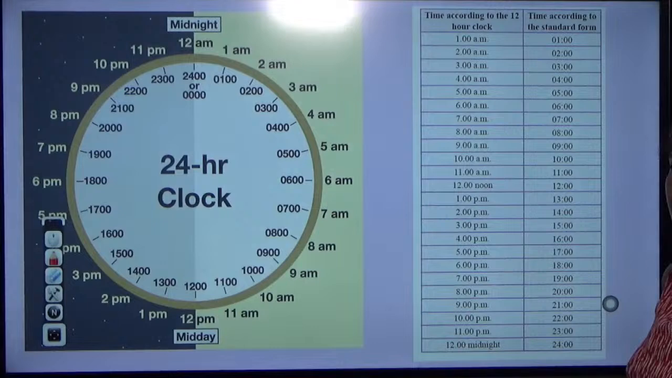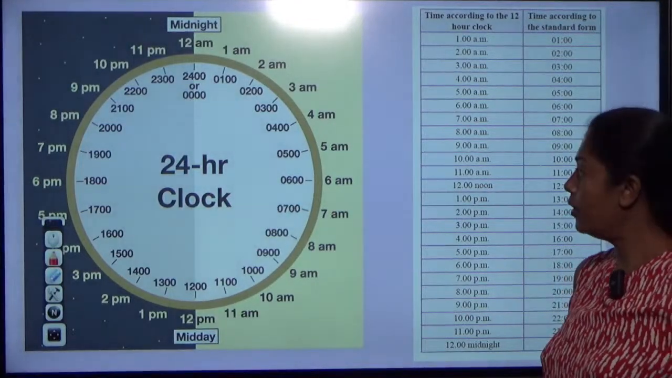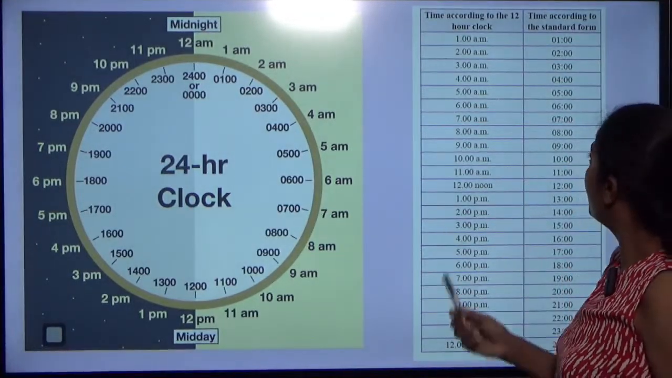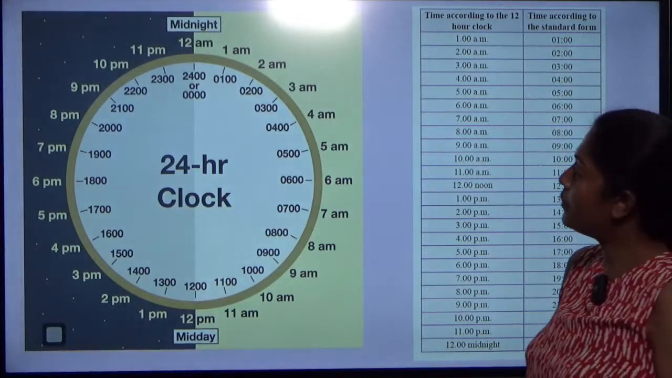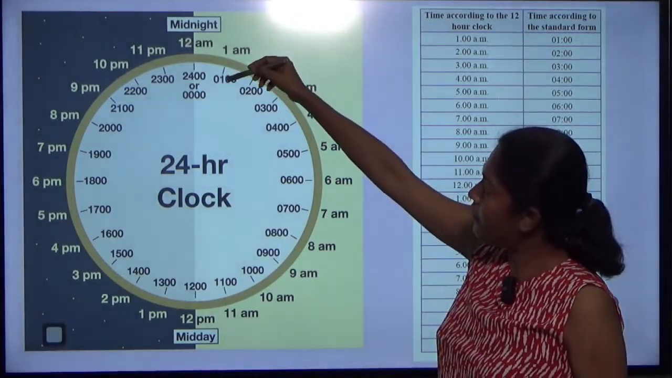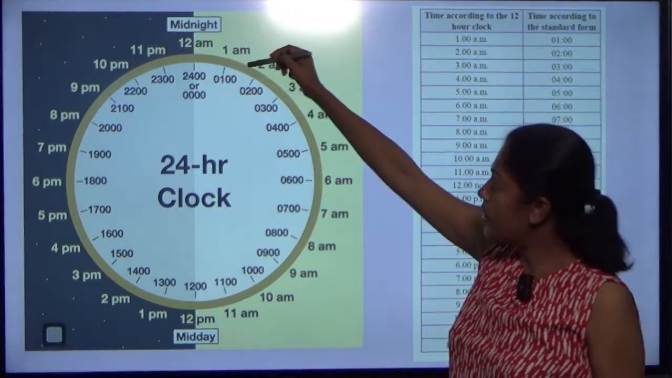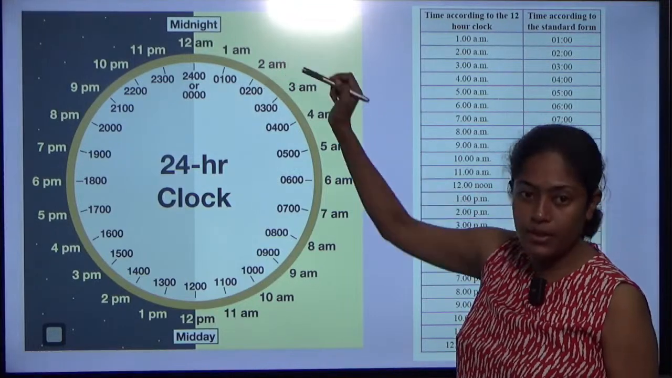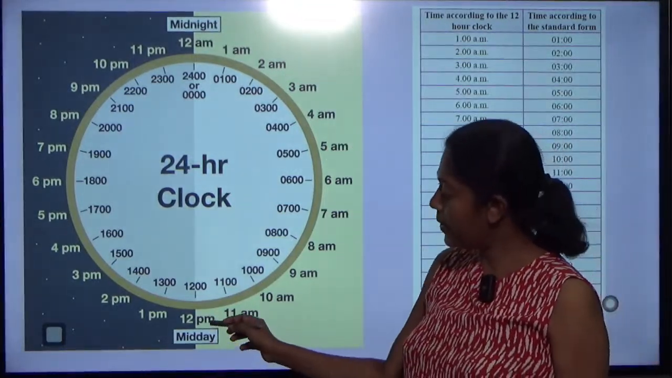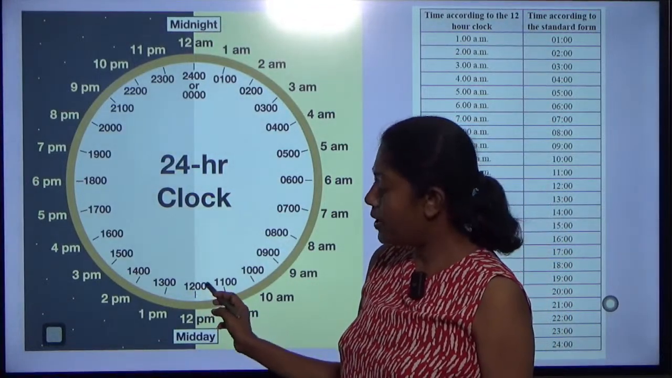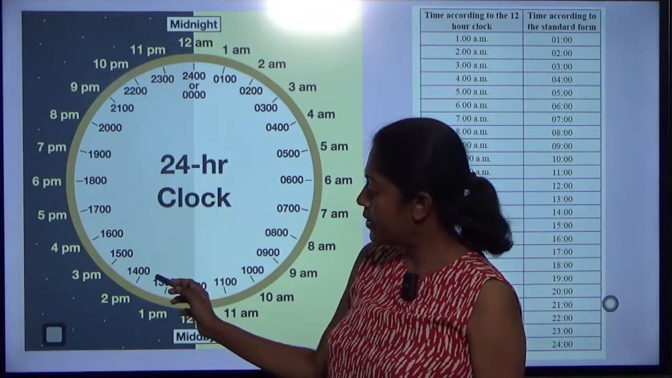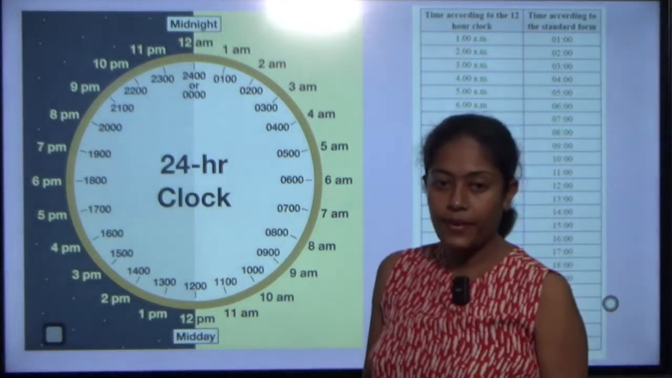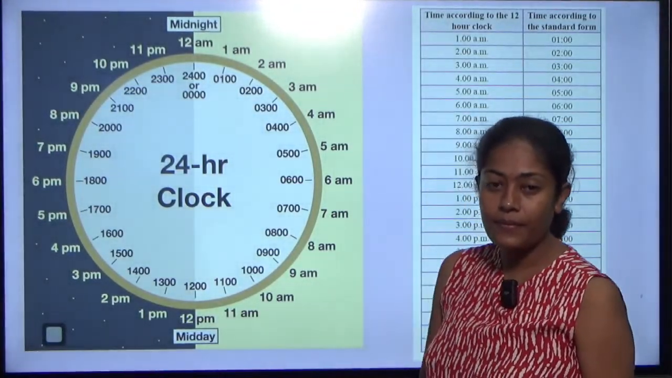Right. Look at this one now. Here all the times we are writing now in standard form. Right. Here from 1 am we are writing 0, 1, then 0, 0. Like that we can write 0, 2, 0, 0. Like that when it comes to midday 12 pm we are writing 12 and 2 zeros, then 13, 14, 15, 16, 17, like that we have to write. Okay. Right?